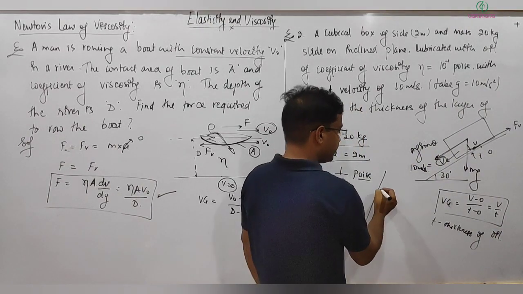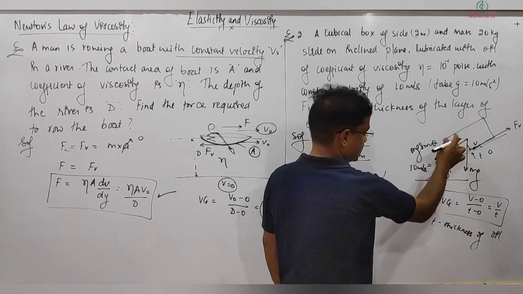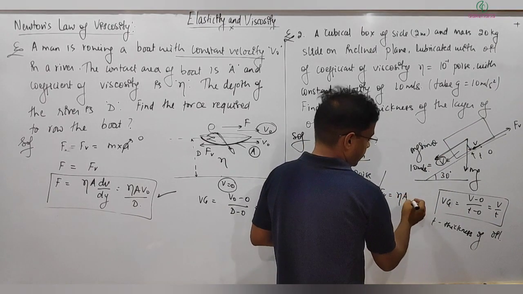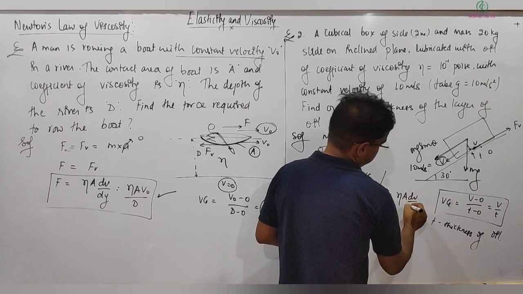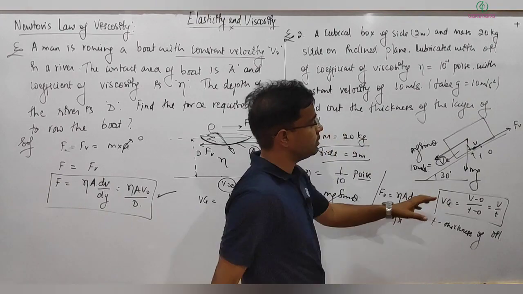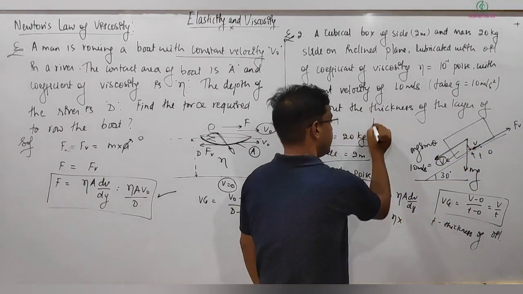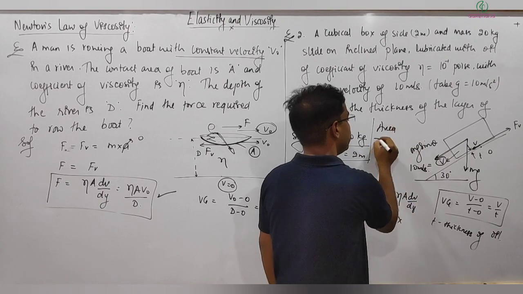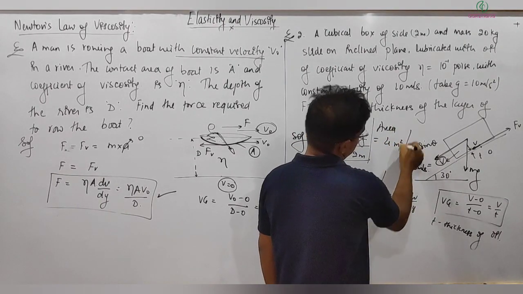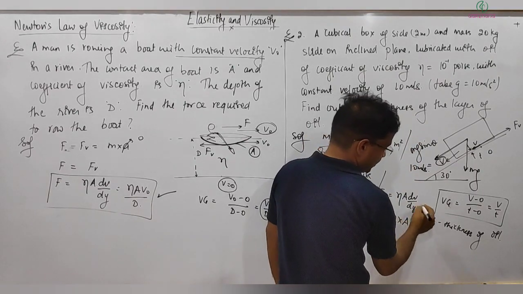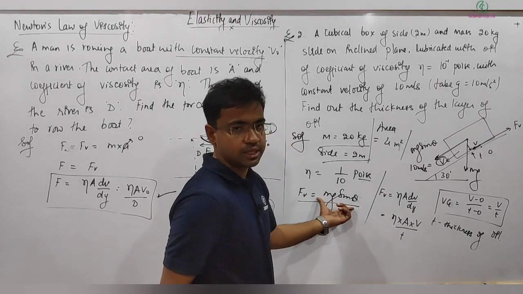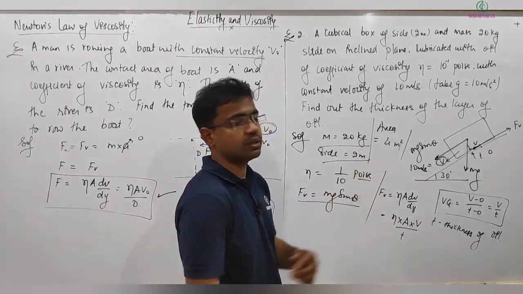Then what will be the viscous force acting on this block? For that, eta A, area, into velocity gradient dv by dy. Eta we know already. Area will be equal to what? It's a cubical box, so area I can write as 2 into 2, 4 meter square. So we got area, into velocity gradient, which is V divided by T. Now this force must be equal to mg sine theta to balance, so that the block is moving with constant velocity.